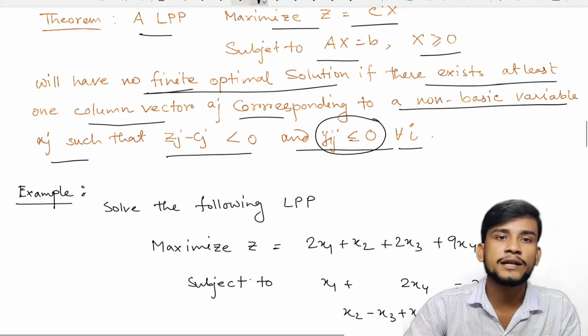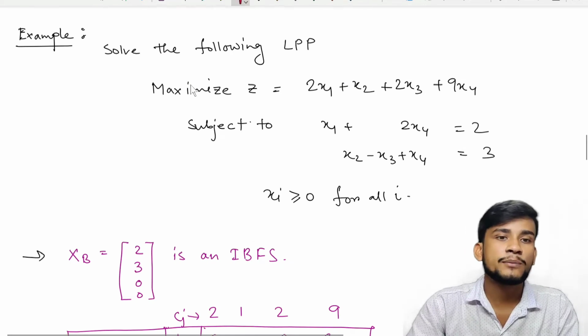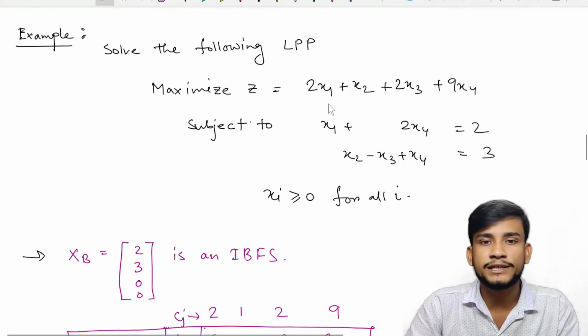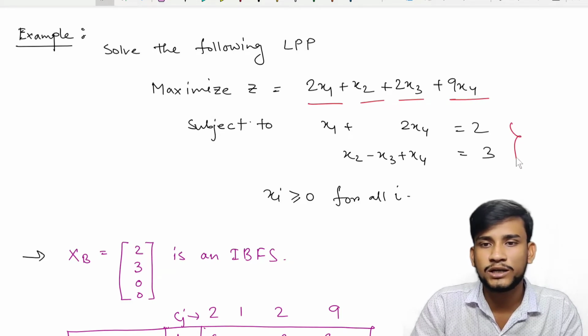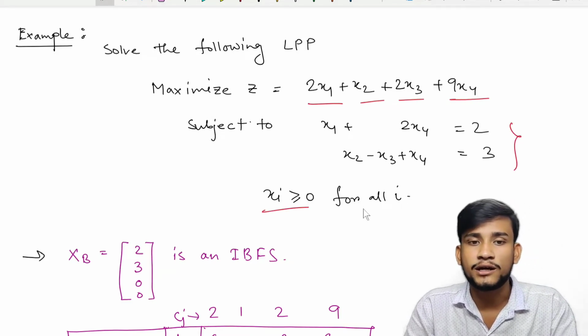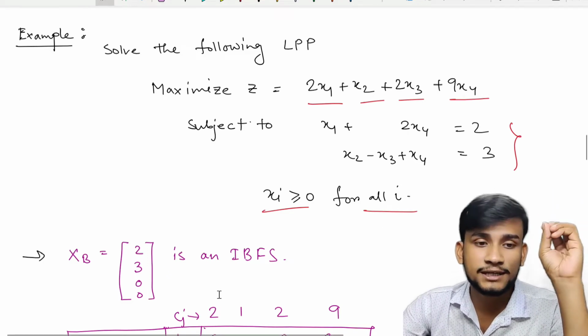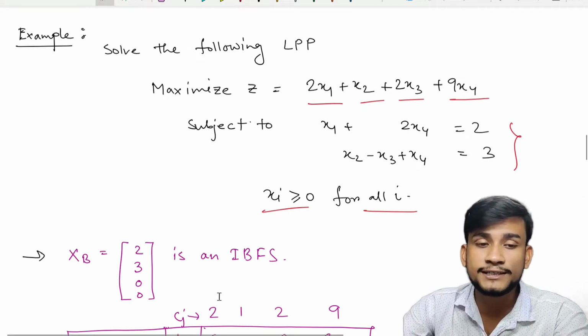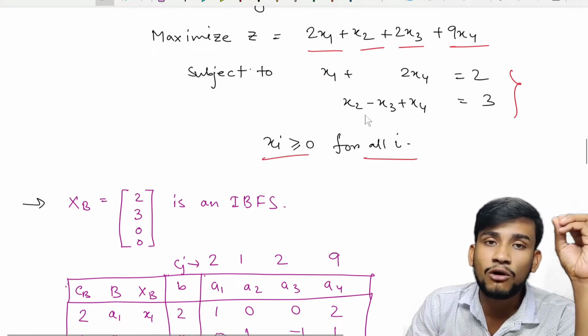So this is the case, and let us take an example depending on that theorem. Suppose we maximize z equal to 2x1 plus x2 plus 2x3 plus 9x4, subject to two constraints, and xi greater than or equal to 0 for all i. I just said how we choose the initial basic feasible solution: first we have to form a basis, a unit vector.